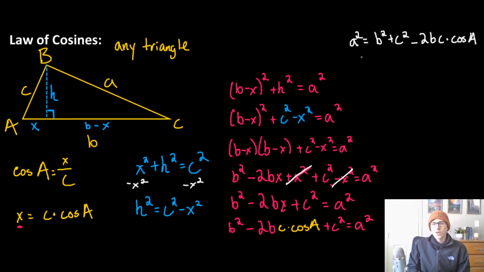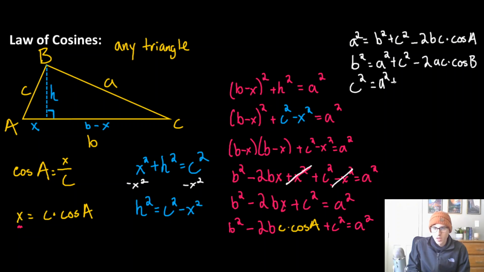And now I just want you to recognize a few patterns here, because we could have done this for side B or angle B. We could have done it for angle C. So let me write out what would happen. We won't prove those, though you certainly could on your own time. B squared equals a squared plus c squared minus 2ac times the cosine of B. And c squared equals a squared plus b squared minus 2ab times the cosine of C.